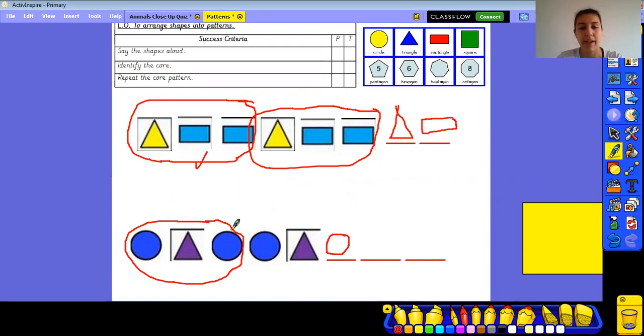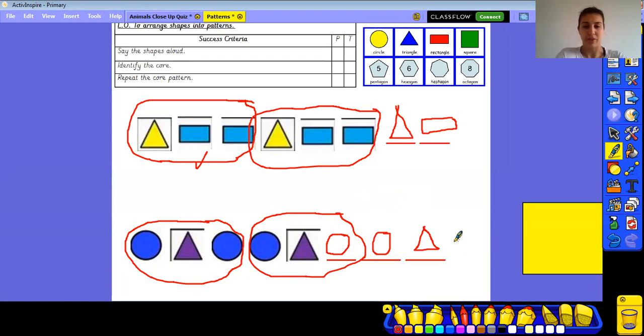So circle, triangle, circle. So that now means that this is my next core repeated. So now here it's got to start again, and my core starts with a circle. So I draw another circle. After my first circle comes a triangle. And then if I were to continue it again, I would draw another circle. Well done, but I don't need to, because it's not asking me to.